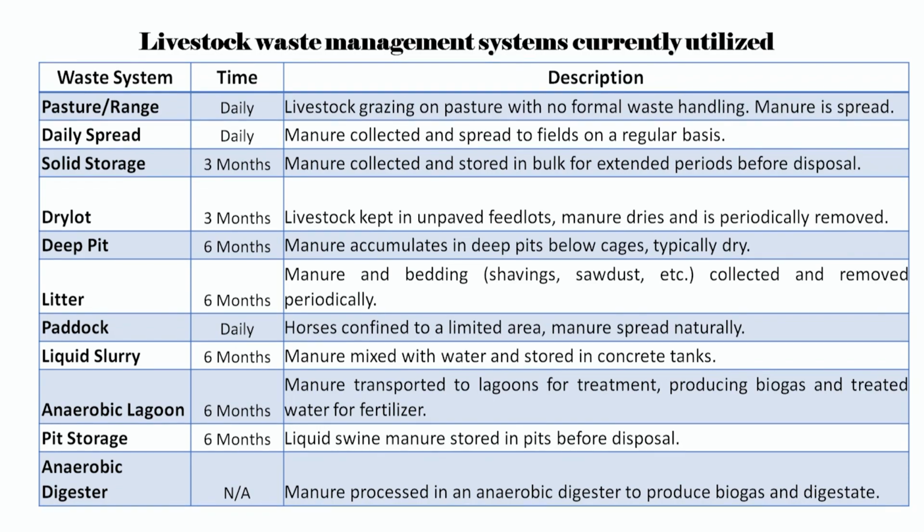Livestock management systems which are currently utilized: the pasture or the range system, where the livestock grazing is done on the pasture with no formal waste handling. Manure is spread throughout the pasture range. Daily spread: manure is collected and spread to the fields on a regular basis. Solid storage: manure is collected and stored in bulk for extended periods before disposal. Dry lot: livestock is kept in paved feedlots. Manure is dried and periodically removed.